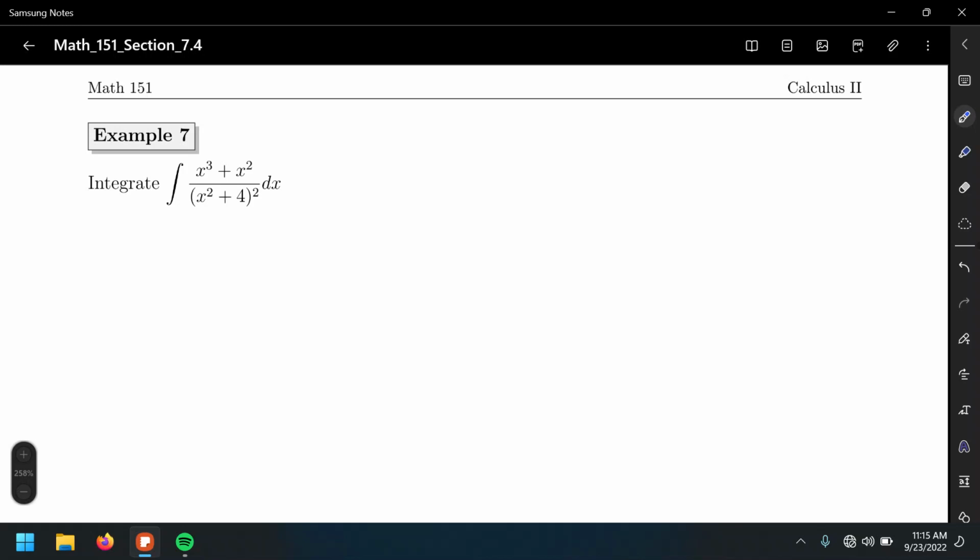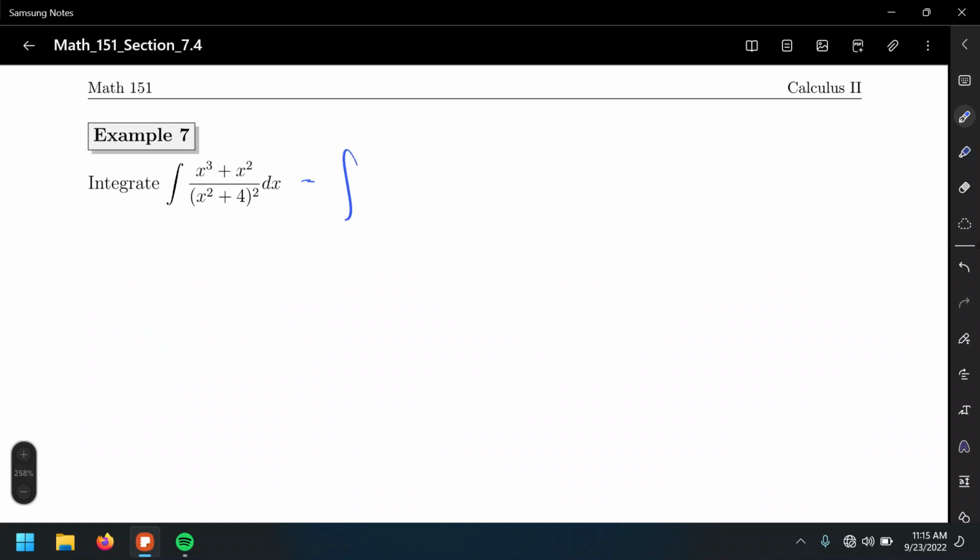Irreducible, right? Can we factor that over the integers? Even if you try and solve the equation x squared plus 4 equals 0, check what you get: the square root of -4, plus or minus 2i. No, we don't want complex numbers. So in this case, we're going to treat this like a quadratic irreducible.